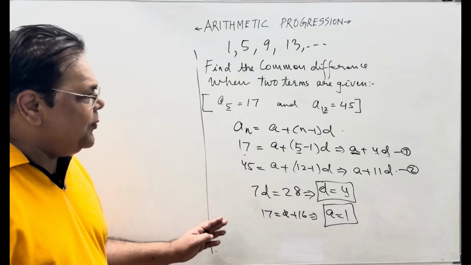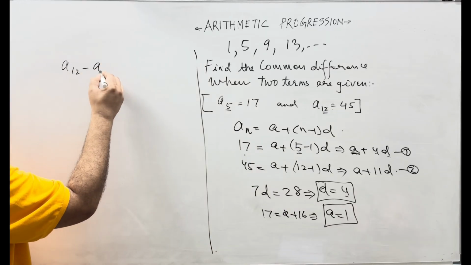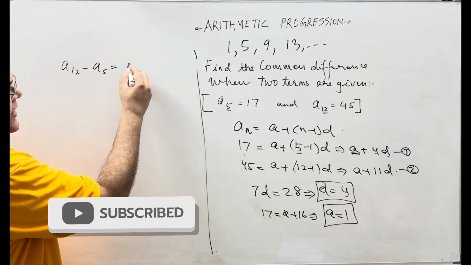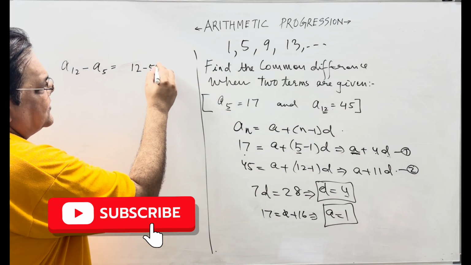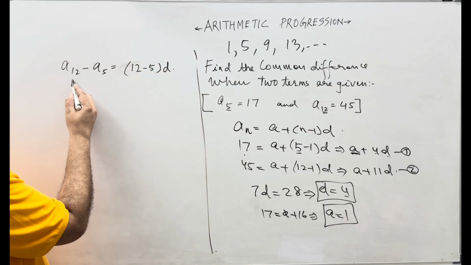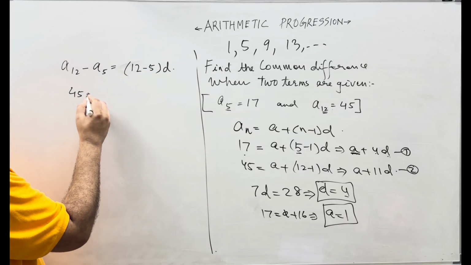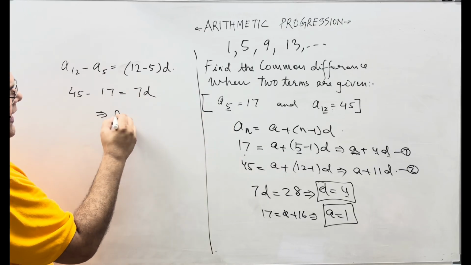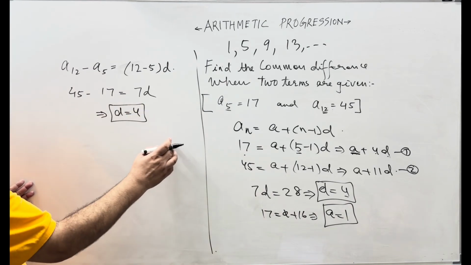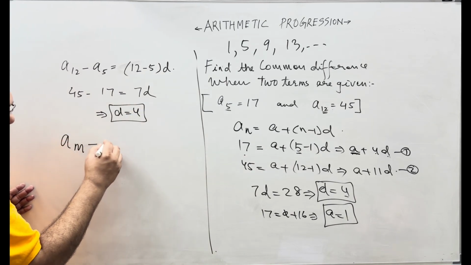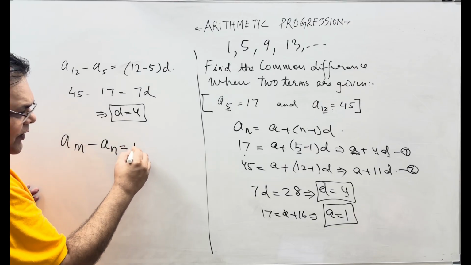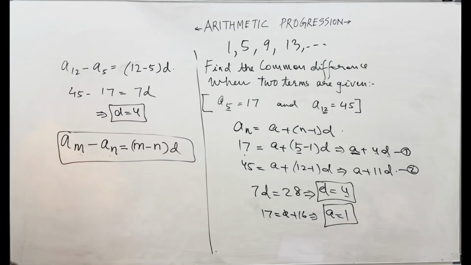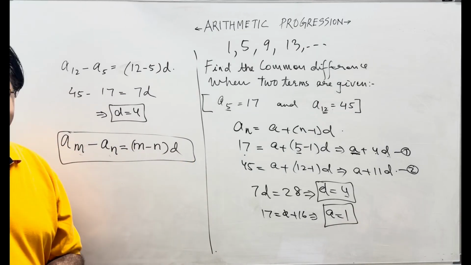So what we notice from here, a12 minus a5, the 12th term minus the 5th term, is equal to 12 minus 5 times d. So what is a12? That is 45. a5 is 17. This is equal to 7d, which implies d is equal to 4. So we can generalize this. am minus an is equal to m minus n into the difference. This is a conceptual shortcut you can use if you can remember it in the examination.